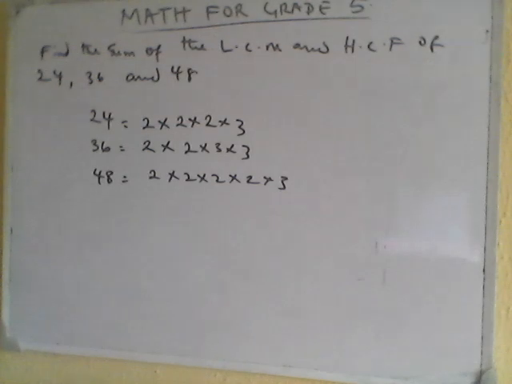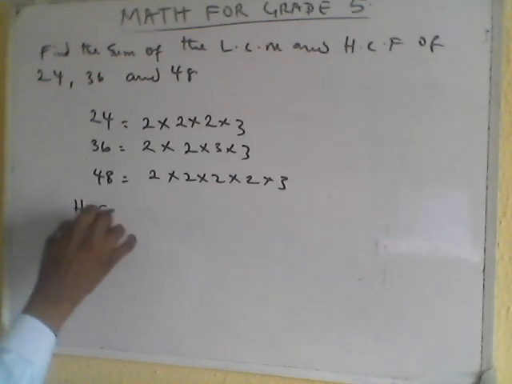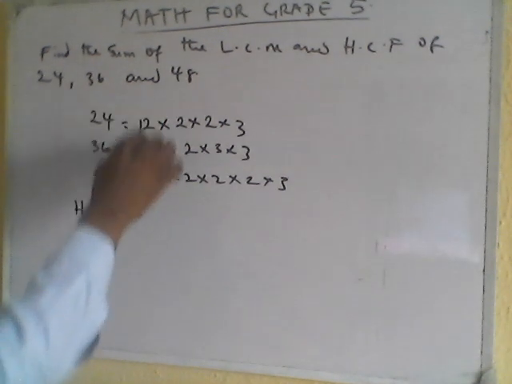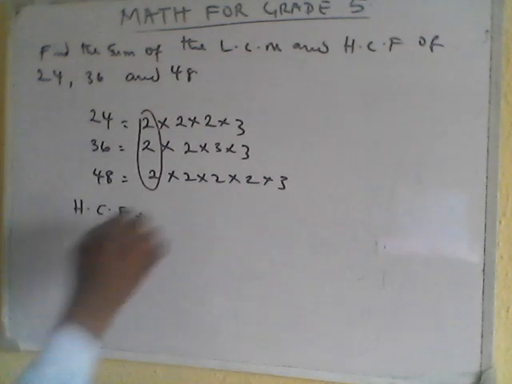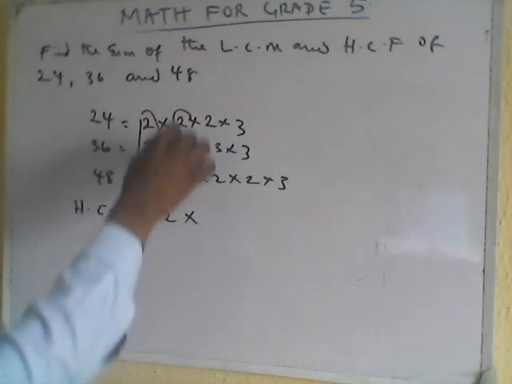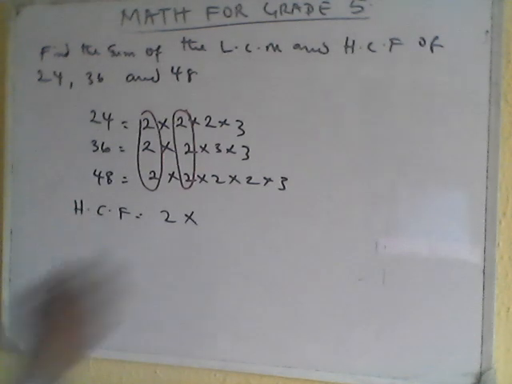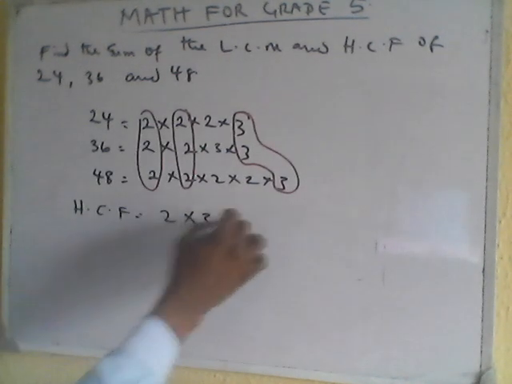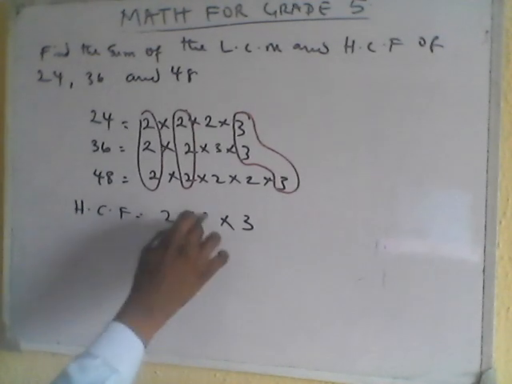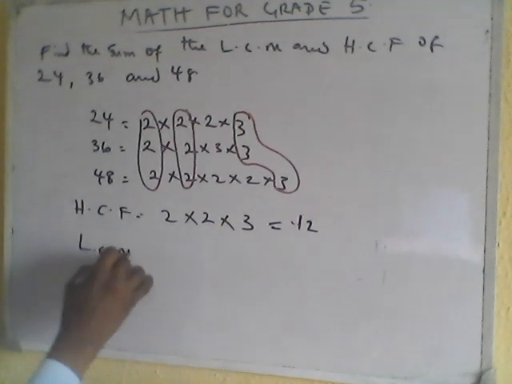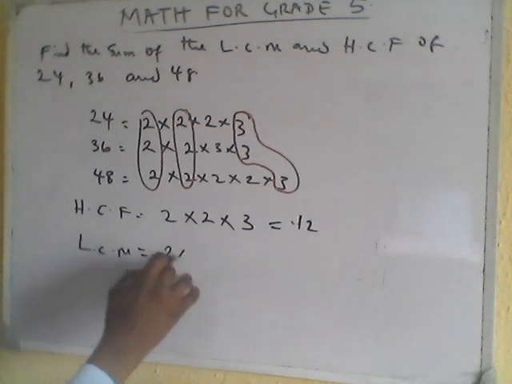So for the HCF, highest common factor, I'll just group like this. The first one, group all these once. So I have 2 times another 2 and times, I think there's a 3 here. Okay, so times 3. So 2 times 2 is 4, 4 times 3 is 12. That's the HCF, right?